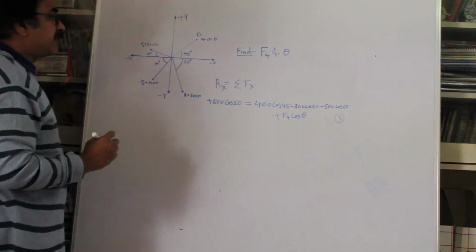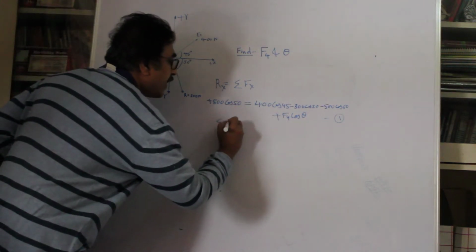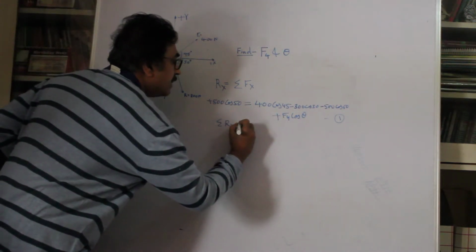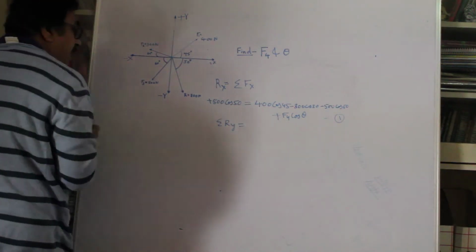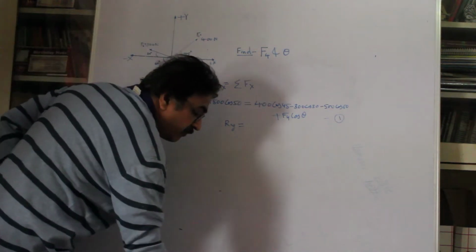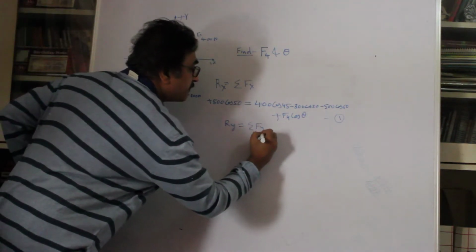Then we write the second equation similarly. We can say sigma Ry, not sigma, I'm so sorry, this is Ry, the vertical component of the resultant, is equal to sigma Fy.